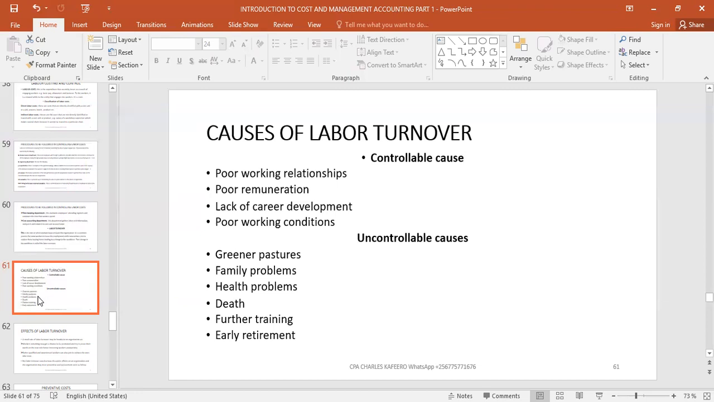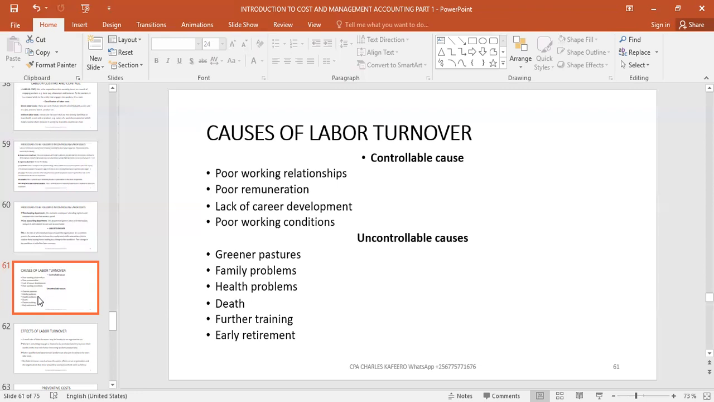The fourth one, we can talk about further training. If someone goes for more studies, someone can just leave the job because he wants to get some extra knowledge on whatever he or she had at that time.